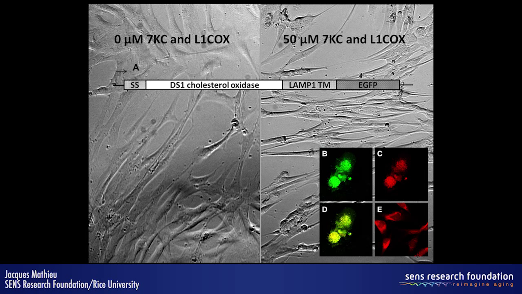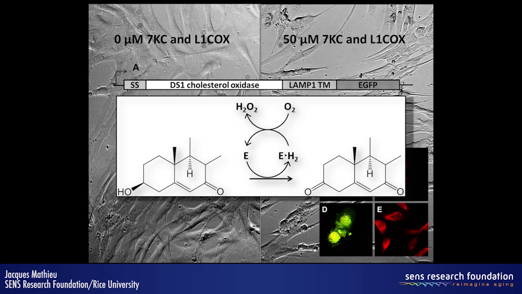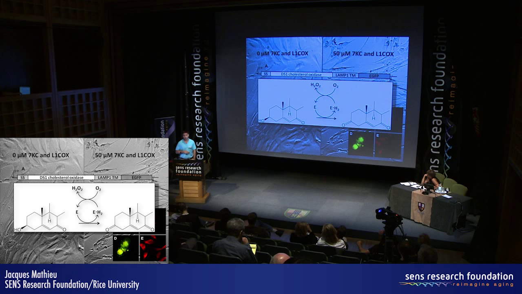We got good localization. However, we started seeing morphological changes in these cells after a short period of time. So for a short period, they were protective, but over the long run, they ended up being cytotoxic. And this is the reason. This oxidase, for every molecule that it transforms, produces one molecule of peroxide. Now, this enzyme is 10 times more active on cholesterol than it is on 7-ketocholesterol. There's plenty of cholesterol in the lysosome. It's producing a lot of peroxide.